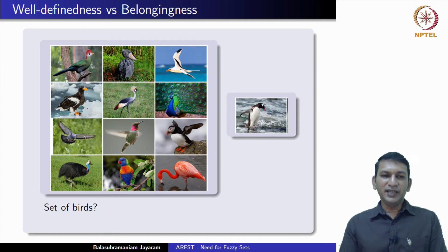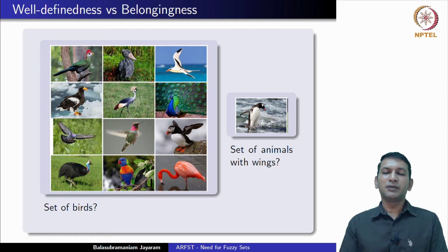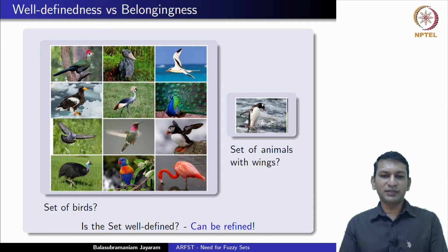If we redefine this set as set of all animals with wings, then perhaps penguin will belong to this set. Thus here, the set originally was not well characterized, but it is redefinable. And once it is redefined, then the belongingness of another element, in this case that of penguin, to the set can be discussed and answered.